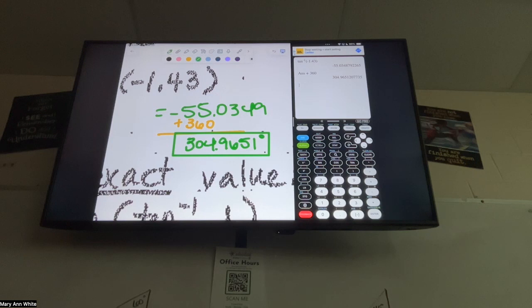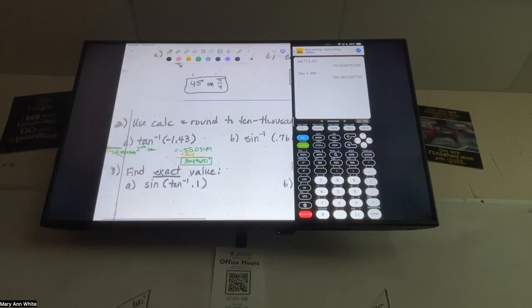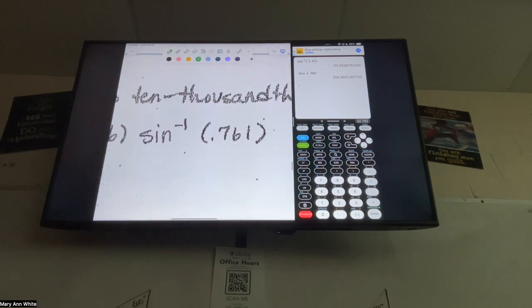Okay. Now, we will not always add 360. It's just looking at what we got. So this time we got a negative angle. We needed it to be positive. We added 360. Let's go to the next one. It says inverse sine of 0.761. Do I need to do anything funny to that, or is it good? It's good, right? So inverse sine of 0.761, and I get 49.5524. And that is a good answer. That's a positive number. That works. I'm okay with that.